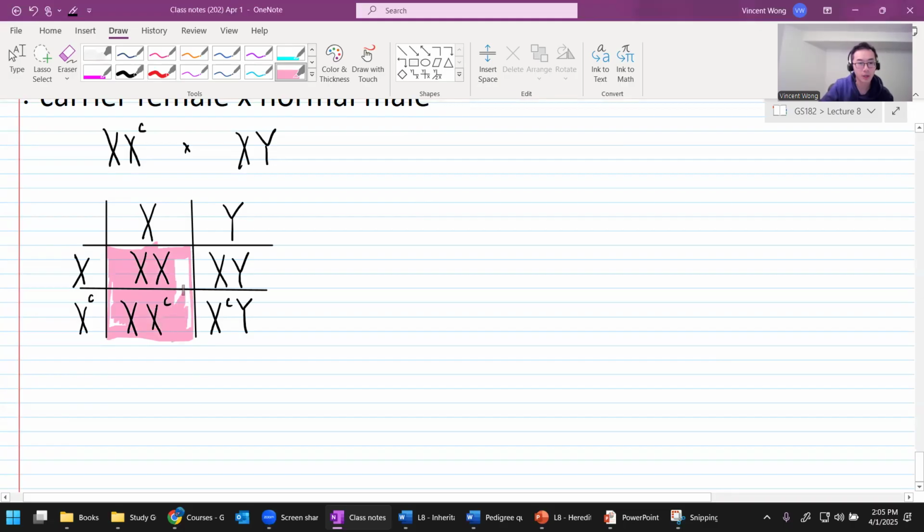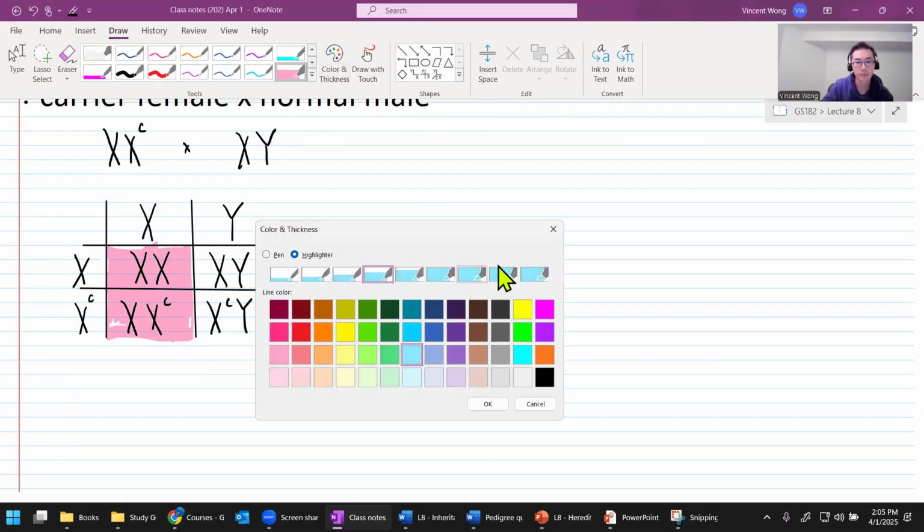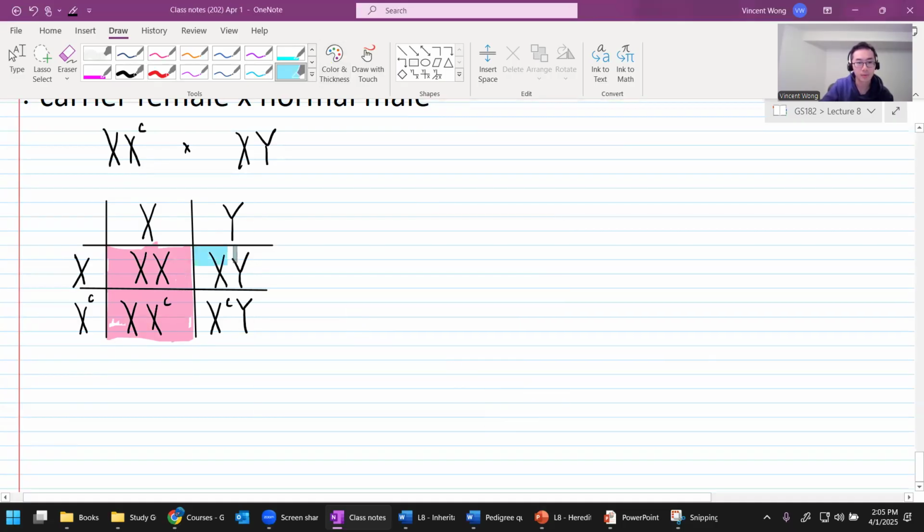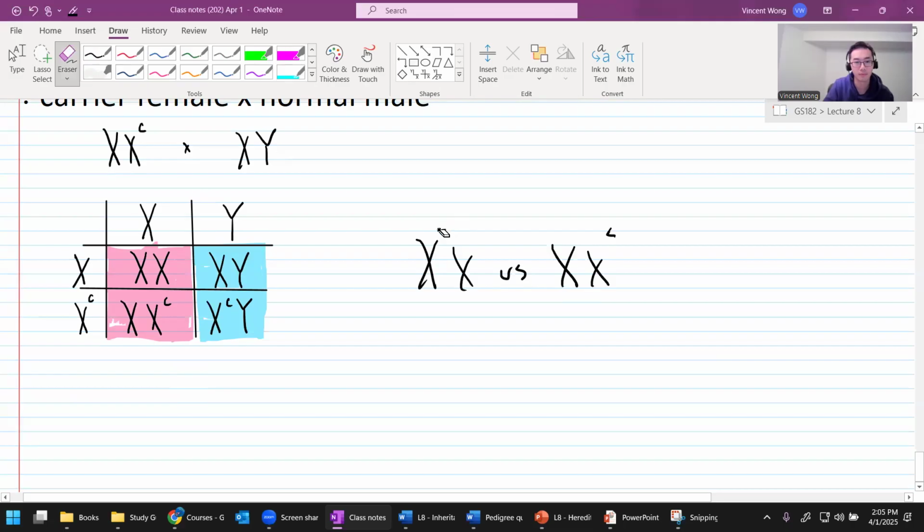What's the chance of the daughters being colorblind? Help me out here, guys. What's the chance that a daughter from this family will be colorblind? Okay. Anyone else? How do you decide which side the XC is on? Like this versus this? Is that what you're asking? Yeah, it doesn't matter. Up to you. It's not gonna affect the result.